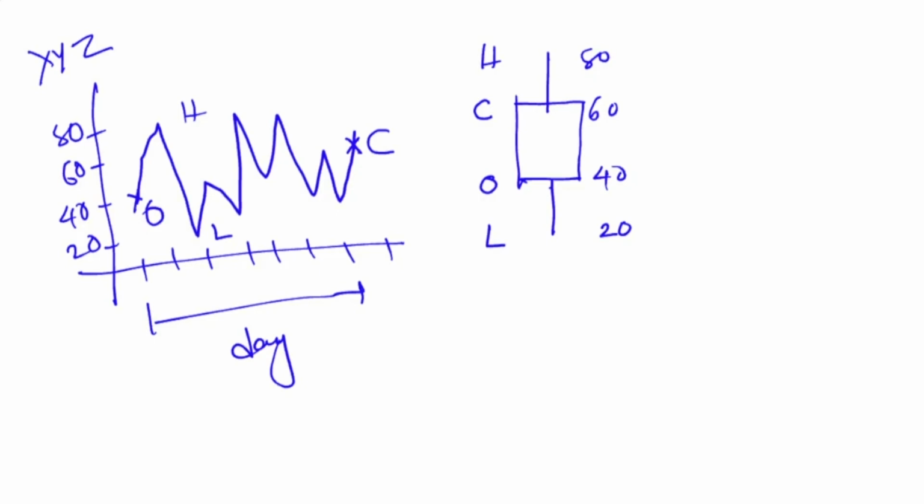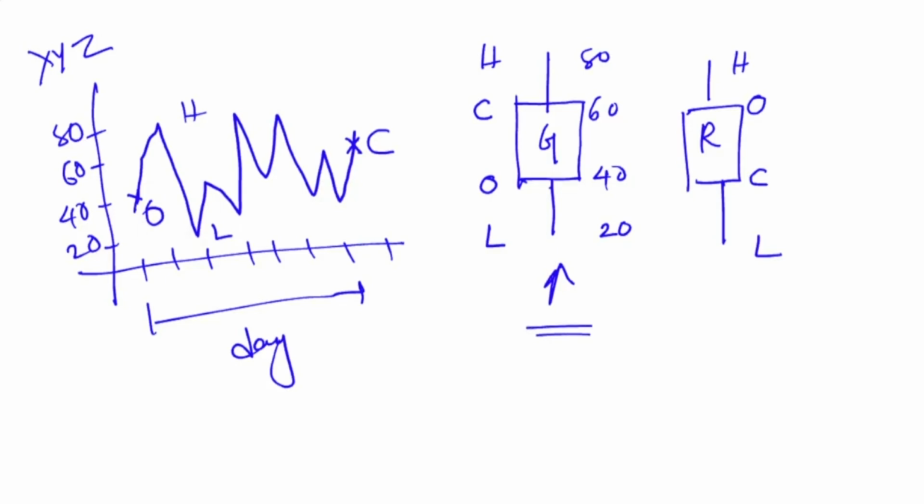When the close is above the open, it is called a green candle. Similarly, vice versa, it will show a red candle. Always, a green candle shows a bullish sentiment, whereas a red candle shows a bearish sentiment. In case of a red candle, the open will be on the top and the close will be on the bottom. This is how the candlestick is represented.